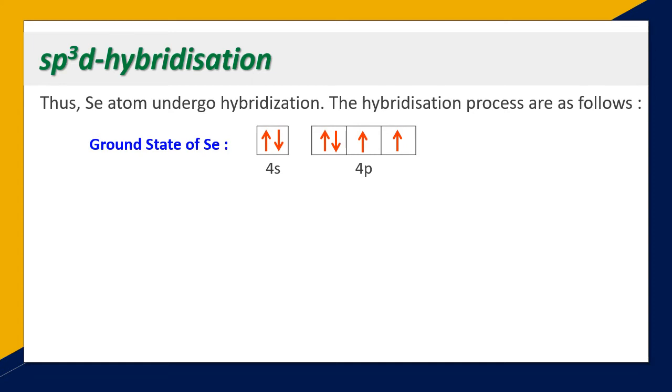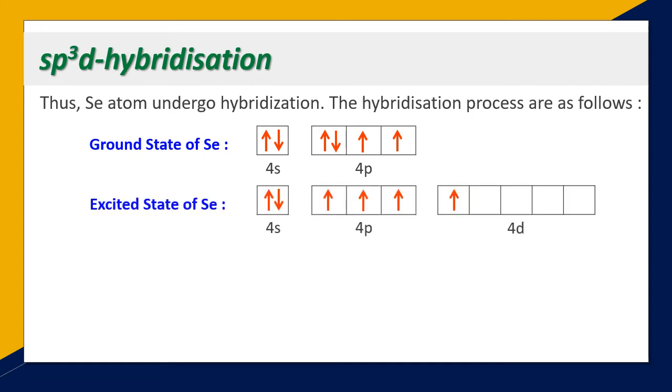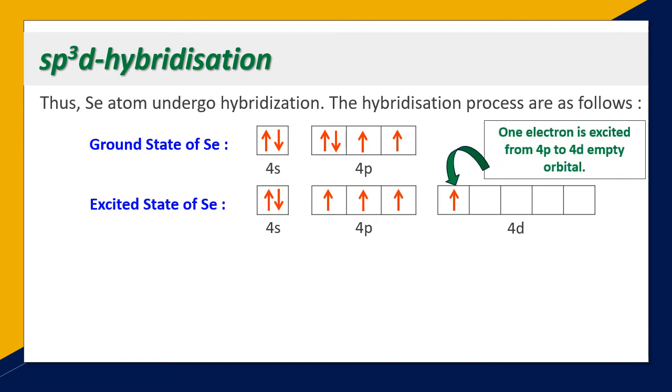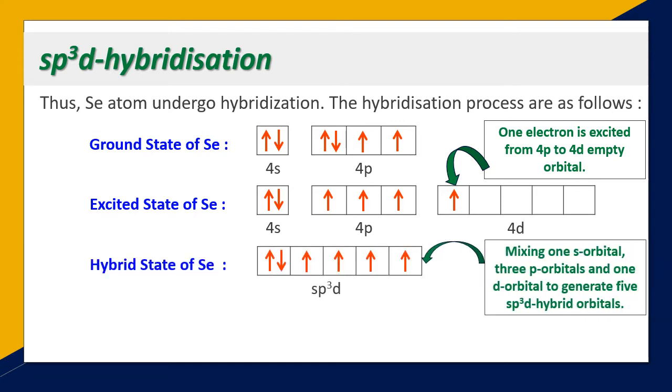At ground state, selenium has 6 valence electrons. In order to produce 4 unpaired electrons, 1 electron is excited from the 4p to the 4d empty orbital. Mixing one s orbital, 3 p orbitals, and one d orbital will generate 5 sp³d hybrid orbitals. Therefore, the hybridization of the selenium atom in the selenium tetrafluoride molecule is sp³d hybridization.